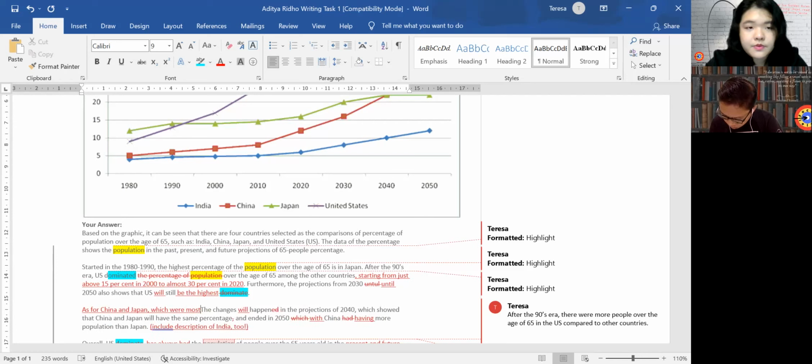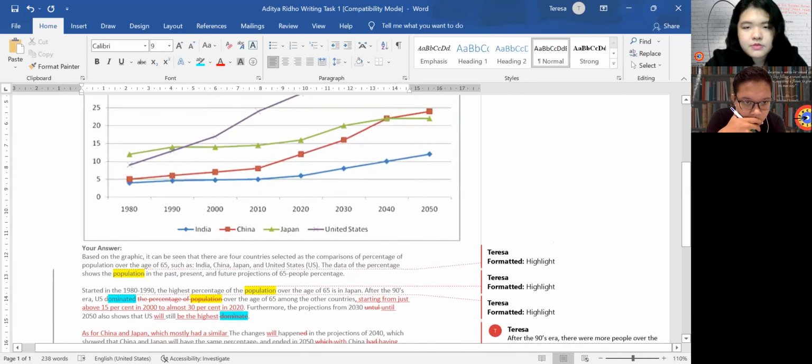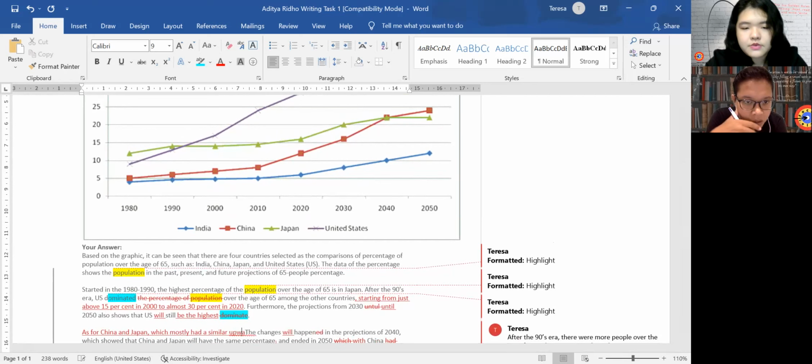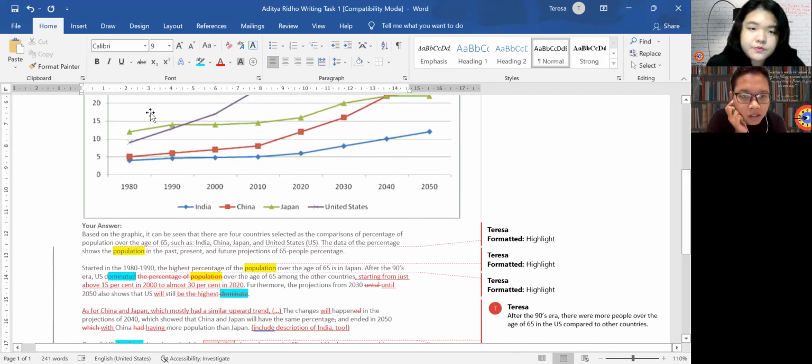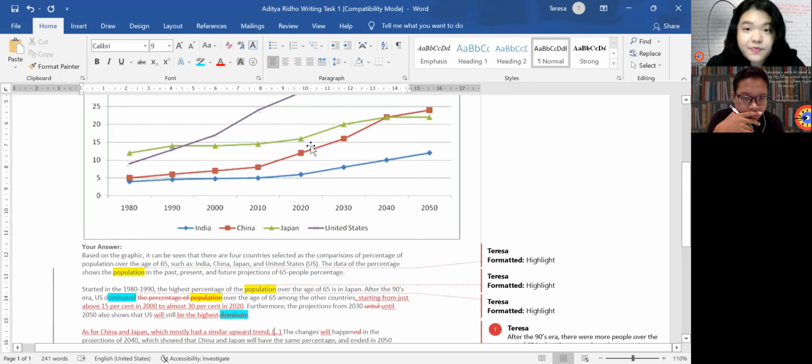Like, a similar upward trend. So include also the beginning of this data. You don't have to go one by one. You can just, for example, say Japan was above 10, even more than the US in 1980, but it had a slower climb.